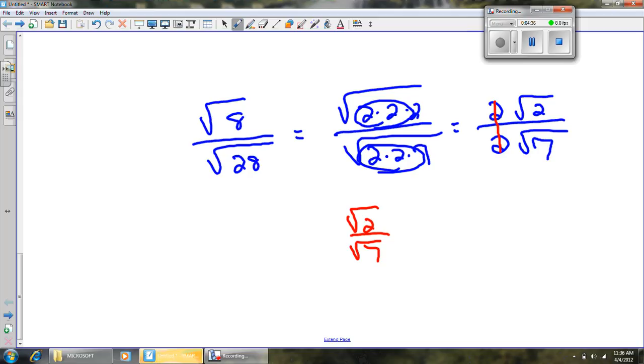But we never, never, never leave a rad downstairs. To get rid of that rad, I'm going to do what's called rationalizing the denominator.